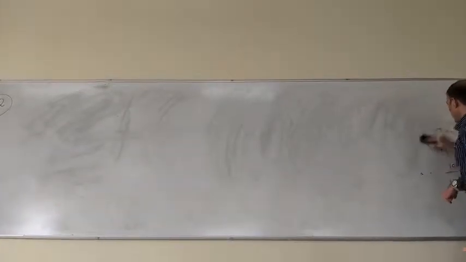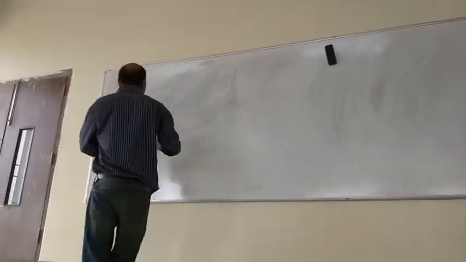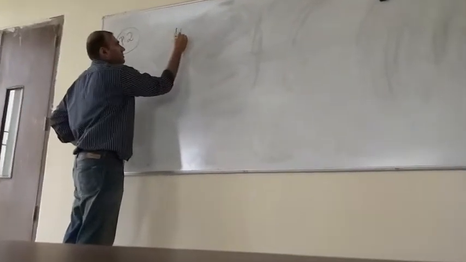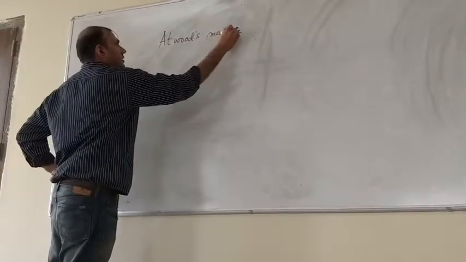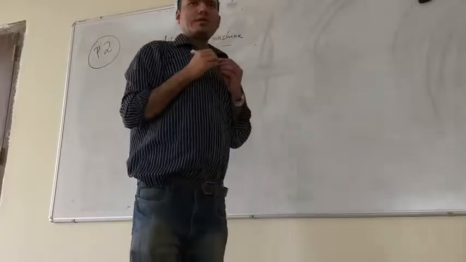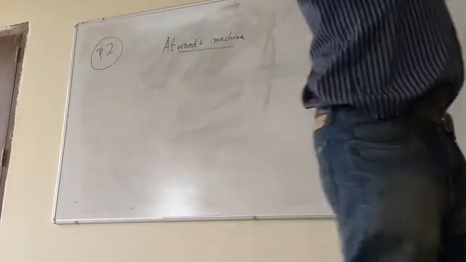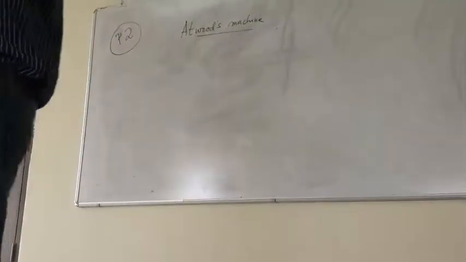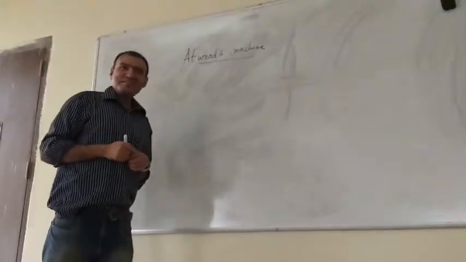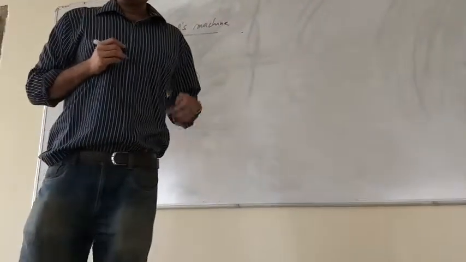Okay, so the second problem that I wanted to talk about is something called the Atwood's machine. Does anyone know what an Atwood's machine is? These are the simple mass pulley systems. A machine is something which makes your life easy, as Amir said. Right. And what's the actual definition of a machine? You remember that?